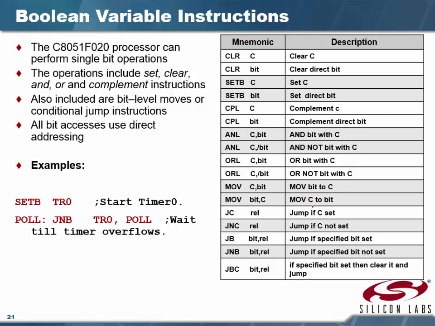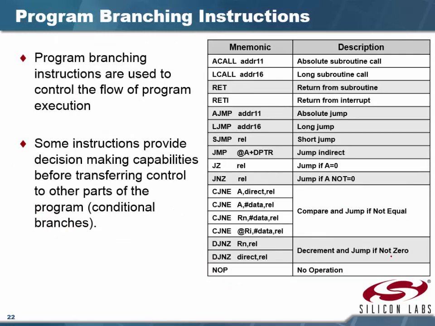Move a particular bit to the carry flag. These three right here are jumps: jump if the carry flag is set, jump if it's not set, jump if a particular bit is set, don't jump if a particular bit is set. If a particular bit is set, then clear it and then jump. So they call them Boolean variables, but they're bit operations. Again, there's not very many of these, and I'll be posting these slides later.